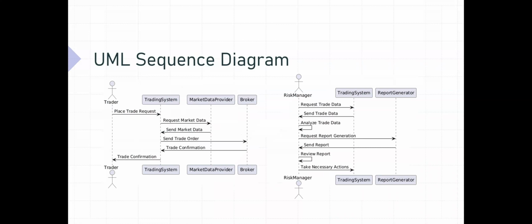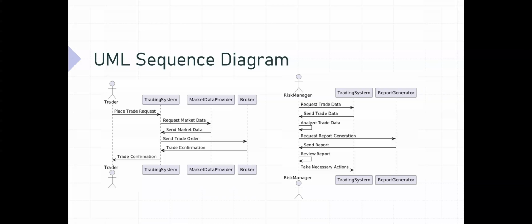So for the first step, the trader sends a trade request to the trading system. Then the trading system requests current market data from the market data provider. Then the market data provider sends current market data to the trading system. Then the trading system sends a trade order to the broker. Then the broker executes the trade and sends confirmation back to the trading system. And then finally, the trading system sends trade confirmation to the trader.